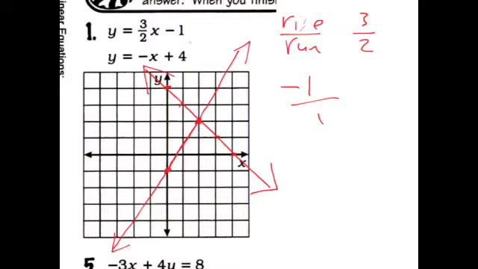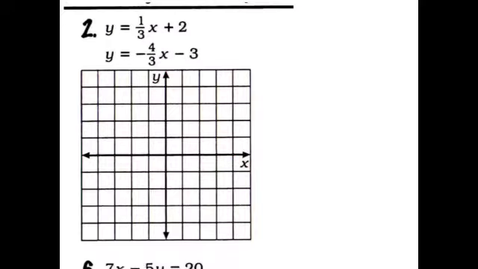And that'll be my other line, and the point that they cross right there, that's the point (2, 2). And that's the solution, that's the answer.